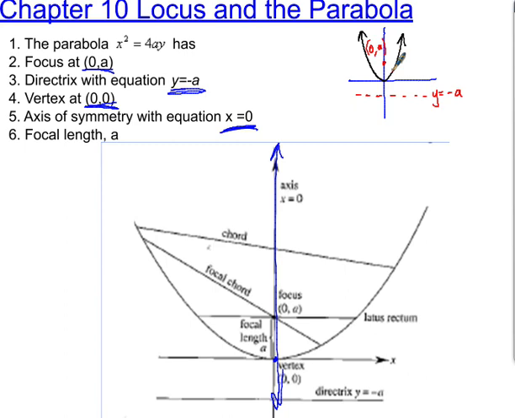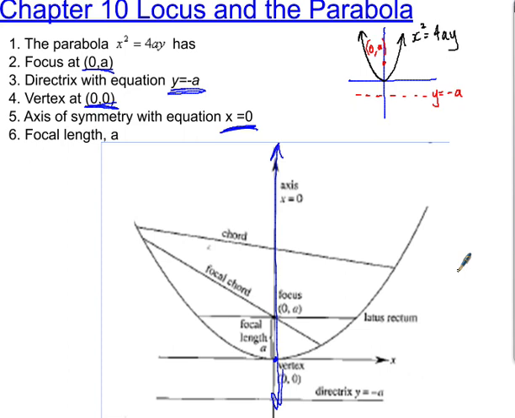So that's x squared equals 4ay. It's a concave up parabola, the vertex is at the origin, the focus is 0, a, and the directrix is y equals negative a. Yeah, you can pretty much use everything that's on these sheets to complete your table.